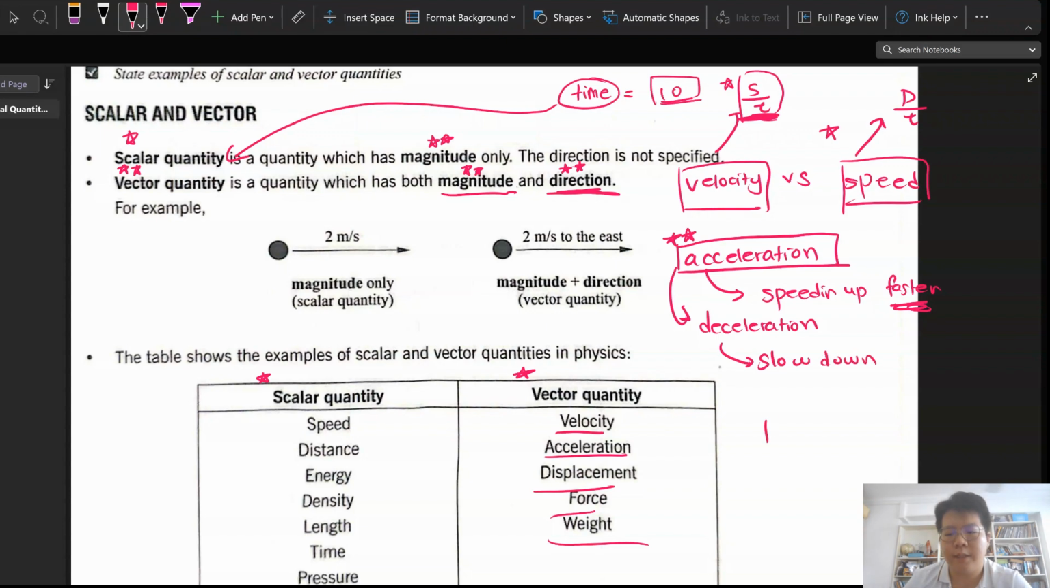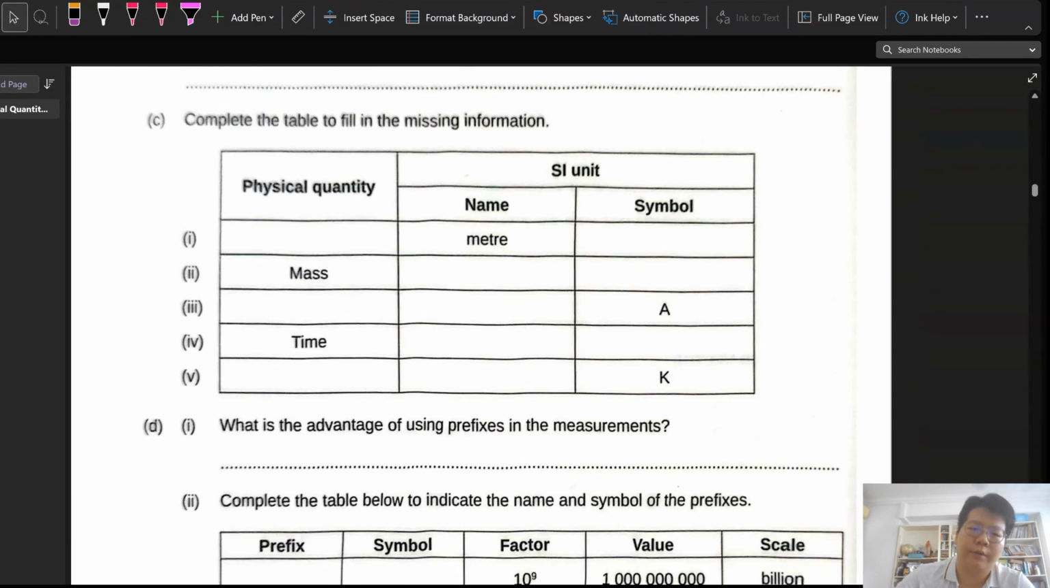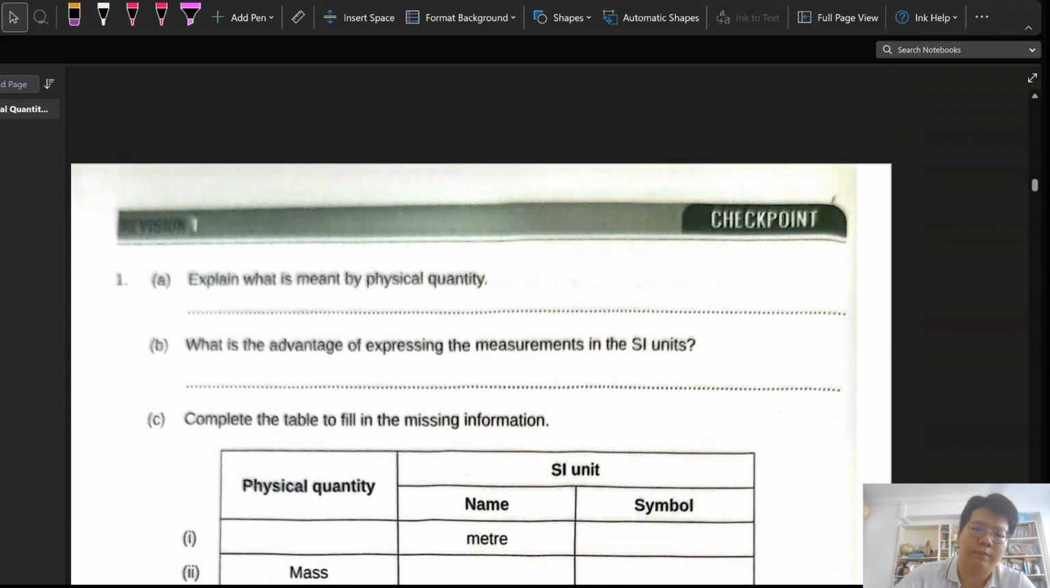So let's imagine we have something that's moving to the right. When I am accelerating, it means that I'm moving faster to the right. If I'm decelerating, it means that I'm slowing down to the right. So as you can see, acceleration actually has a direction. And if the quantity has a direction, it means that it is a vector quantity. Okay, so let's look at some examples. So over here, let's try some questions.